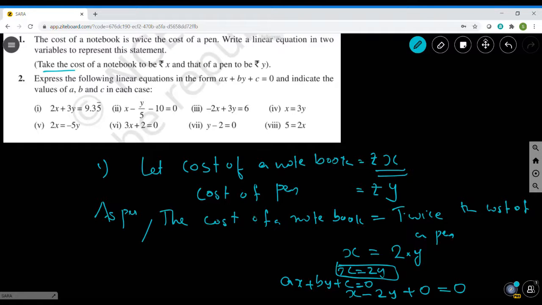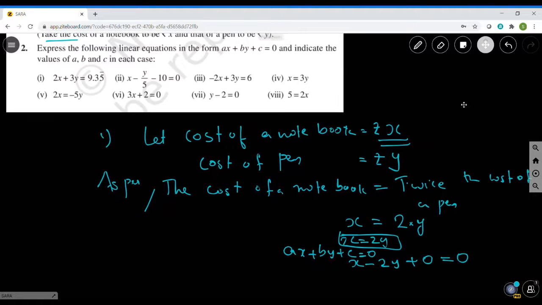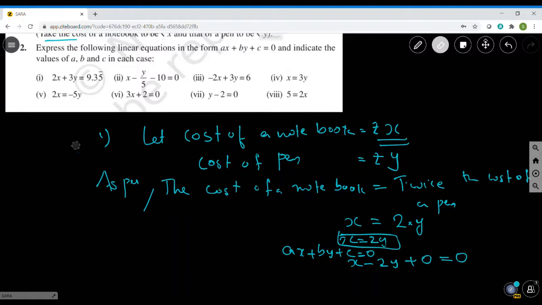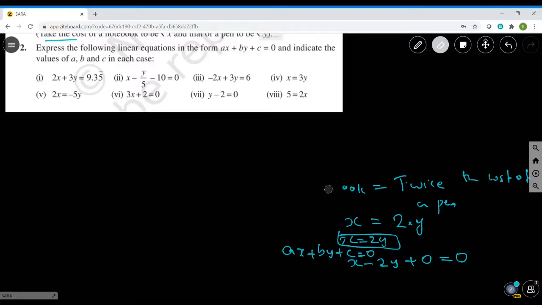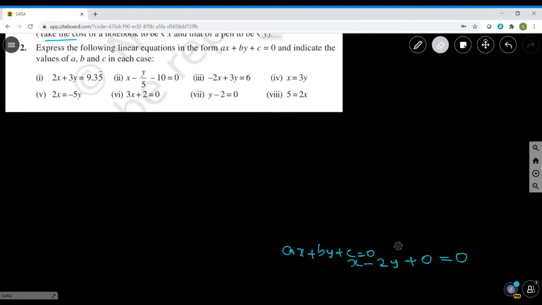That's the first answer. So first is over. So, second question. Next we can do the second question. In the second question you have to express the following linear equations in the form of ax plus by plus c equal to 0. So here every equation we want to make equal to 0. Every equation we want to make into the general form, the same like ax plus by plus c equal to 0.